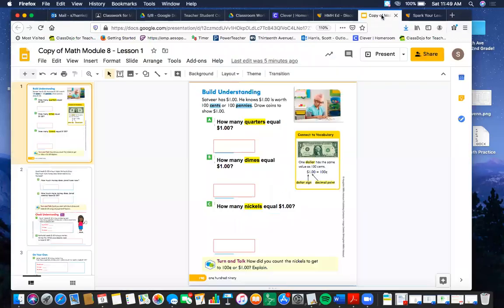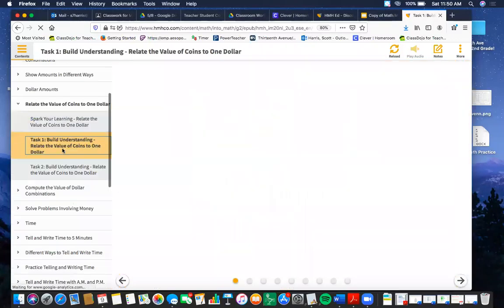Let's take a look at what your assignment looks like for today. Your first page, it gives us this question. Salvatore has $1. He knows $1 is worth 100 cents or 100 pennies. Draw coins to show $1. Now, we're not going to draw, but we are going to answer these questions. How many quarters equal $1? Let's take a look at this question.